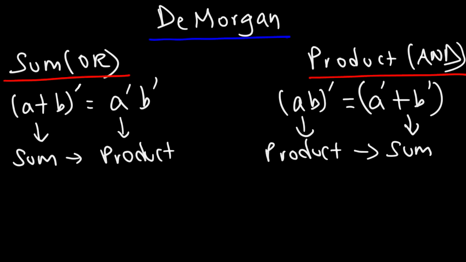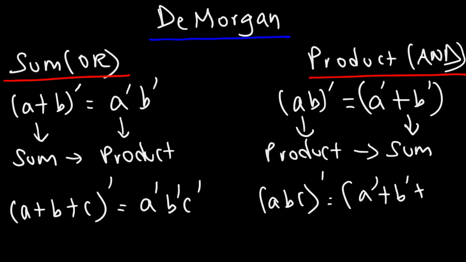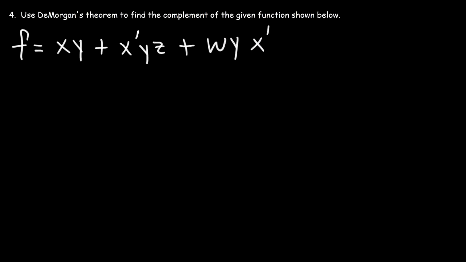Now you can expand De Morgan's theorem for additional variables. So look at this equation. Instead of a plus b prime, we could say a plus b plus c prime, and that's going to be equal to a prime, b prime, c prime. Likewise, on the right side, if we have a, b, c prime, then that's going to equal a prime plus b prime plus c prime, and so forth. So you can add d, e, f, you can expand it as far as you want to.